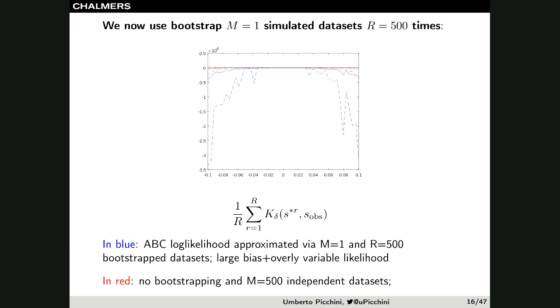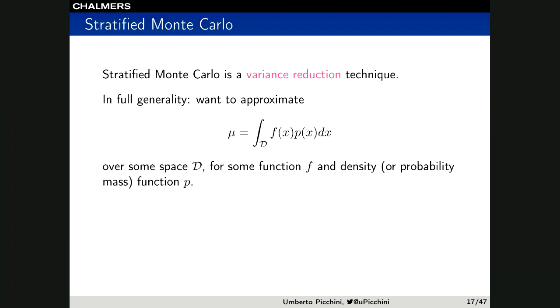Can we do something about this? So now I start introducing the concept of stratified Monte Carlo, which is a variance reduction technique. And I'm now going to show some slides in complete generality, so without ABC. So what I would like to approximate is this integral. It's an integral with respect to a function f and the density p of x over some space D, which I left unspecified. Okay, p is a probability mass function or a probability density function.